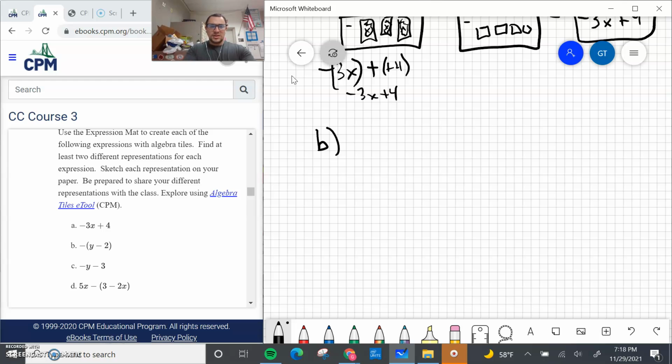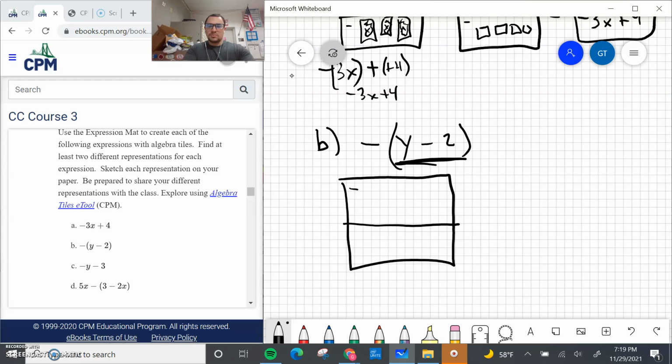And then we have B, which is going to be negative y minus 3. So, oh, sorry, I'm in the wrong one. Let me go ahead and erase that. It's negative y parentheses minus 2. So this tells me that everything is in the negative region.